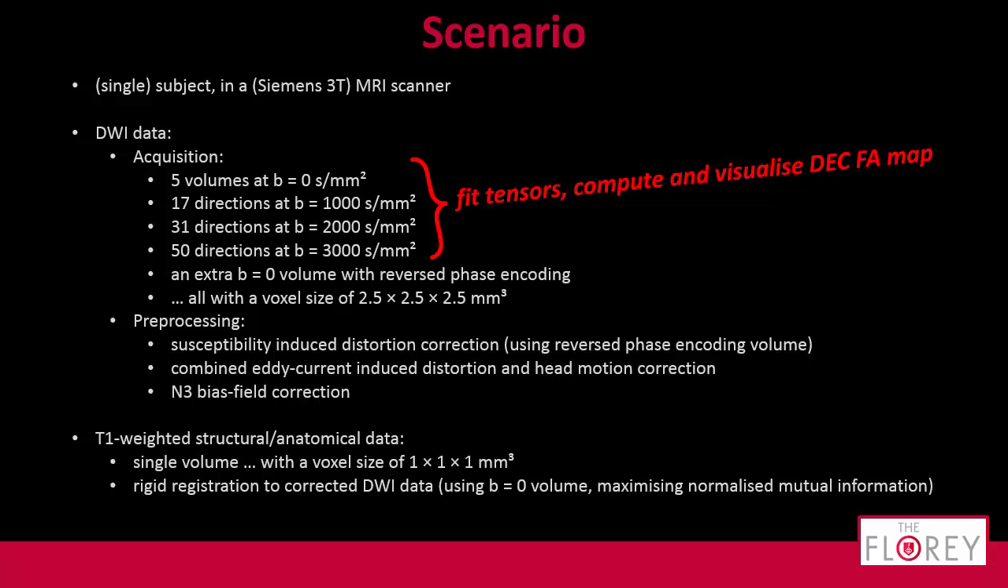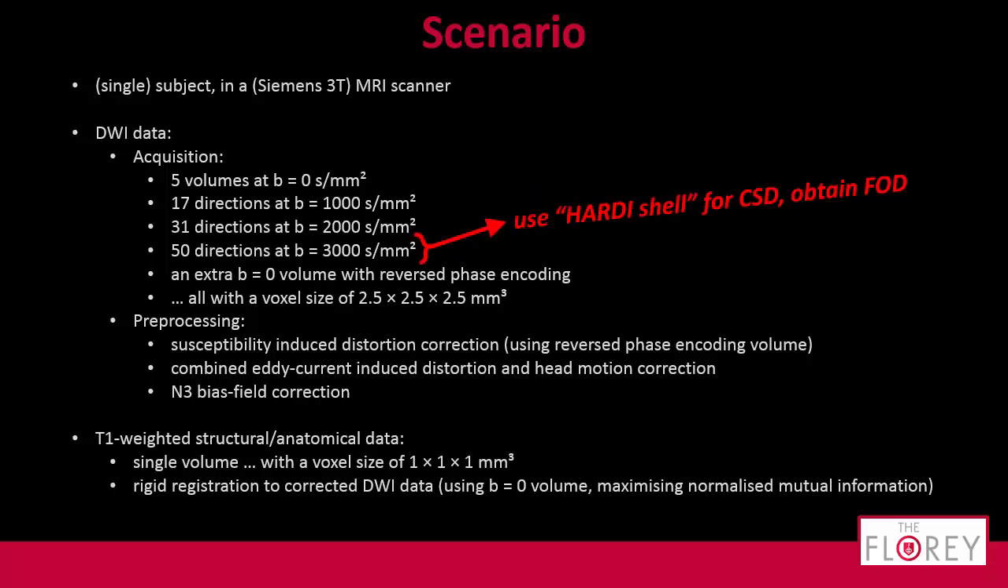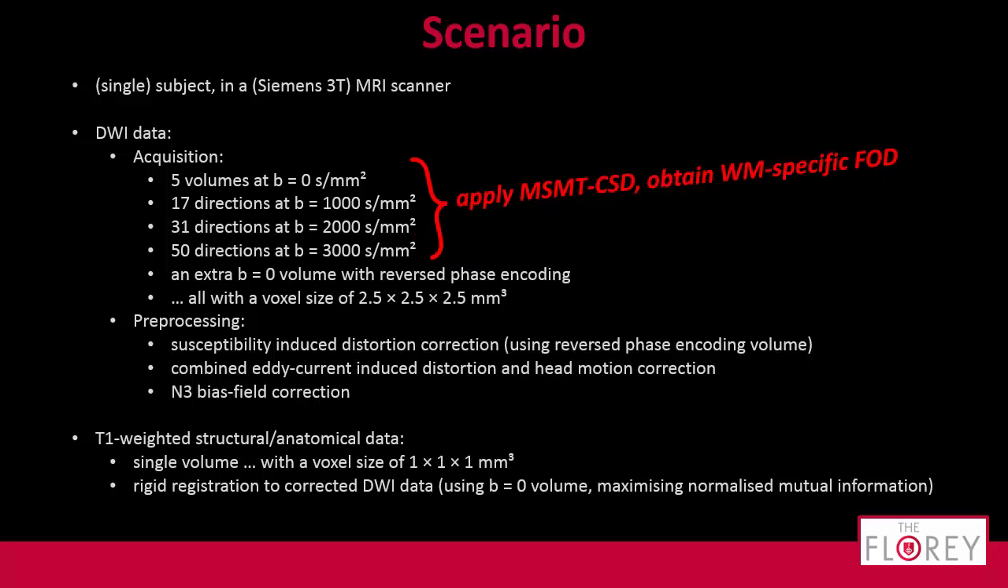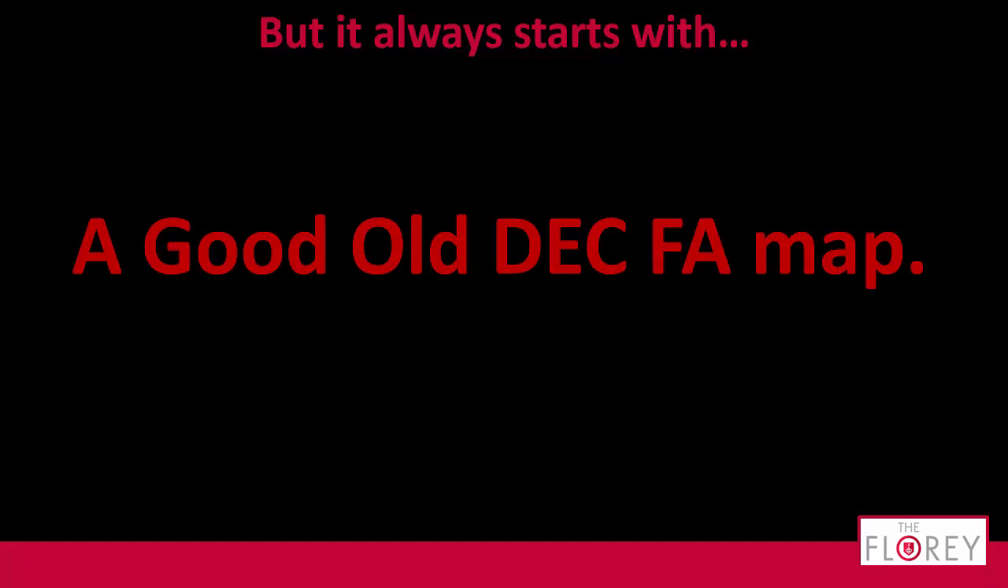And then, first thing you'll do, whether you're acquiring multi-shell or not, you're going to fit the tensor because you will want to see the DEC map. It's so pretty, right? For those of you who don't know, DEC stands for directionally encoded color, a color map that you all know and love. Then you will probably use the HARDI shell because it's still pretty easy, you do CSD, obtain your FOD, whatever you like. Maybe you're quite advanced to multi-shell CSD, and nowadays there's lots of fun to be had with that. But, as I just said, it always starts with a good old DEC FA map.